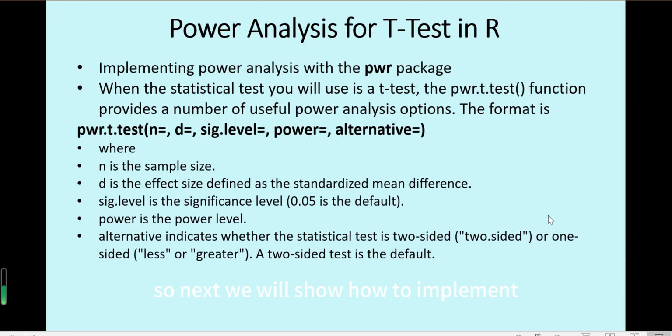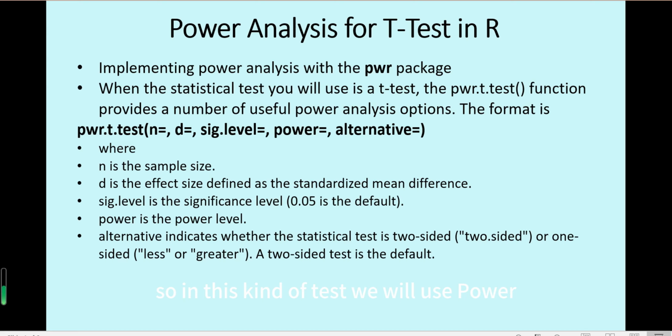Next we will show how to implement power analysis in R programming. We can use the pwr package in R for power analysis. This package includes many functions for different kinds of statistical analysis, and for different types of experimental design, the effect calculation is different. Here we just talk about a very simple case, the 2 sample t-test, comparing the difference of their means.